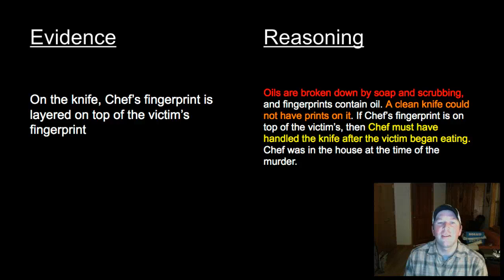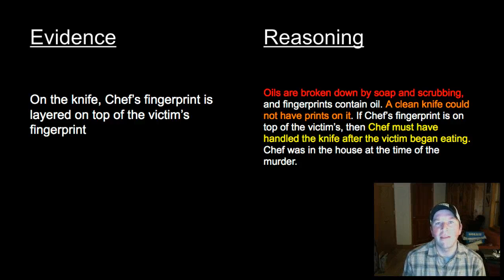On the knife, the chef's fingerprint is layered on top of the victim's fingerprint. So I start with a general scientific principle, which you can see there in red: oils are broken down by soap and scrubbing, and fingerprints contain oil. The conclusion I might draw from that is that a clean knife could not have prints on it.